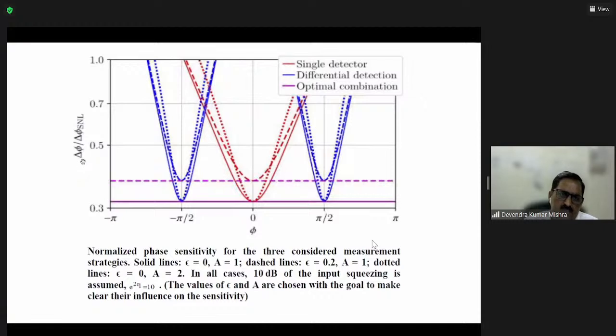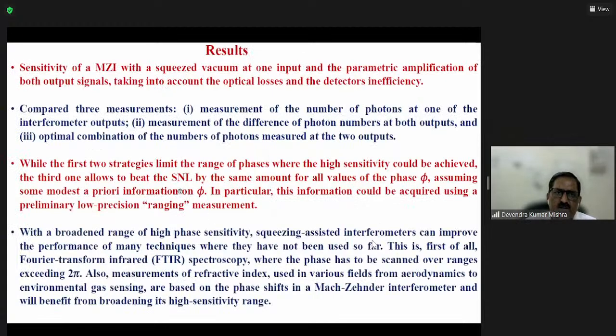These are the results of our calculations. Here we plotted the ratio of delta phi to delta phi at the Sartmeyer's limit for three cases: single detector, differential detection, and our optimal combination. You can see the sensitivity of a Mach-Zehnder interferometer with squeezed vacuum at one input and parametric amplification of both output signals, taking into account the optical losses and the detector's inefficiency. We compared three measurements. First is the measurement of the number of photons at one of the interferometer outputs. Second is the measurement of the difference of photon numbers at both outputs. And third is the optimal combination of the numbers of photons measured at the two outputs.